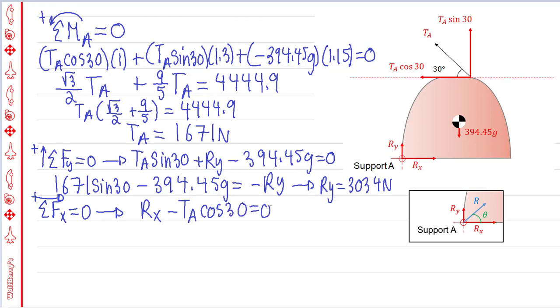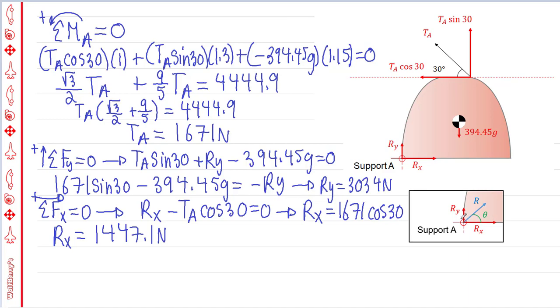Again, substitute and rearrange. Move TA cosine 30 to the right side. It's going to be Rx is equal to, we have TA already, 1671 cosine 30. In the end, you should get an Rx value of 1447.1 newtons. Now, there's two reactions at support A, so we have to find the resultant reaction, which is using Pythagoras, and I've shown a picture here to illustrate it.